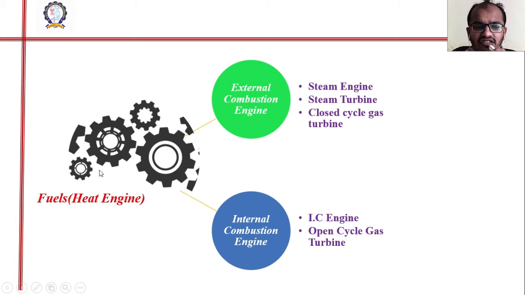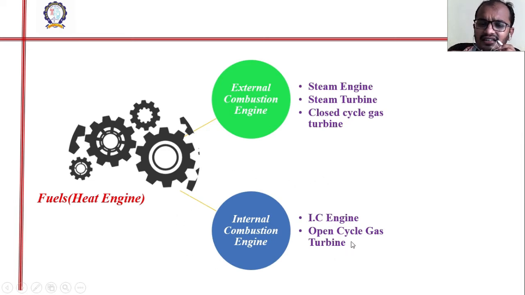Now, as we have discussed fuel, fuel-based engines are differentiated into two sections. One is the external combustion engine and the other is the internal combustion engine. External combustion engine means we have to use an external source to produce the energy. That may be the steam engine. We can also discuss the steam turbine, which we call an external combustion engine. Then the closed cycle gas turbine, all of which are associated with the external combustion engine.